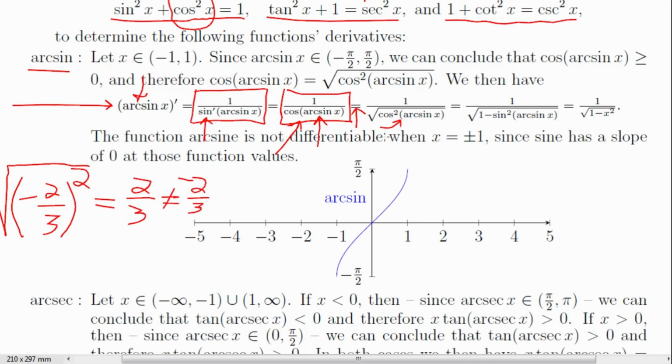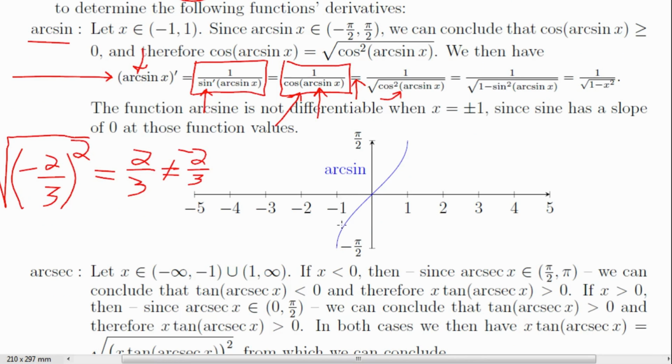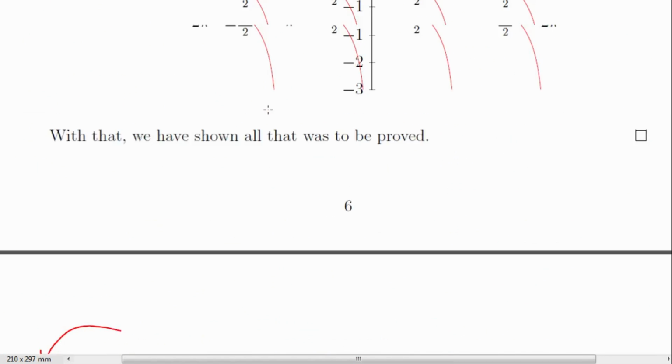So let's look at arcsine of x. Arcsine of x is going to spit out some value between negative pi over 2 and pi over 2. Right? That is the range for arcsine of x: negative pi over 2 to pi over 2. Now let's see what cosine is then going to do with some value between negative pi over 2 and pi over 2.